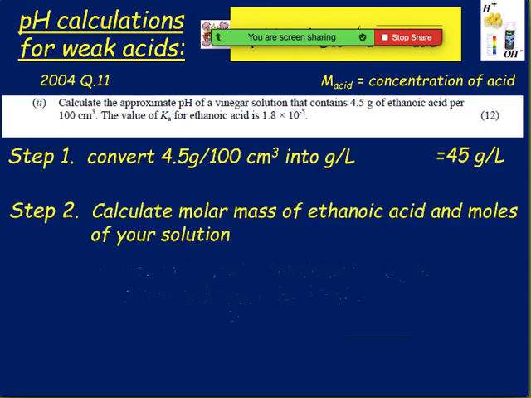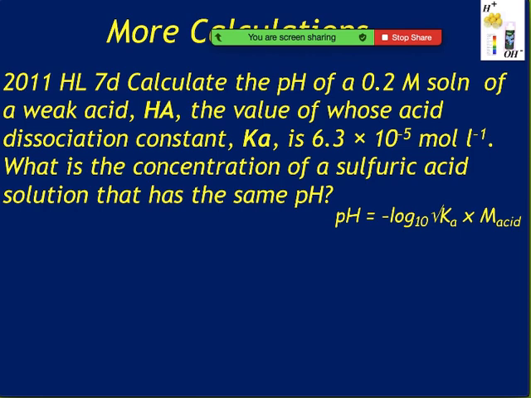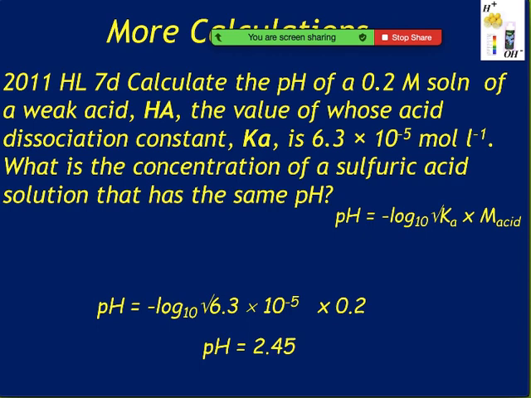So this was the 2011. We've done this one, correct? And it was this one. Calculate the pH of a 0.2 molar solution of a weak acid, the value of whose acid dissociation constant is 6.3 by 10 to the minus 5, and what would be the concentration of a sulfuric acid solution that has the same pH. So all you were doing was 6.3 by 10 to the minus 5 by 0.2 in your square root and shoving it into your formula. So that should be okay.